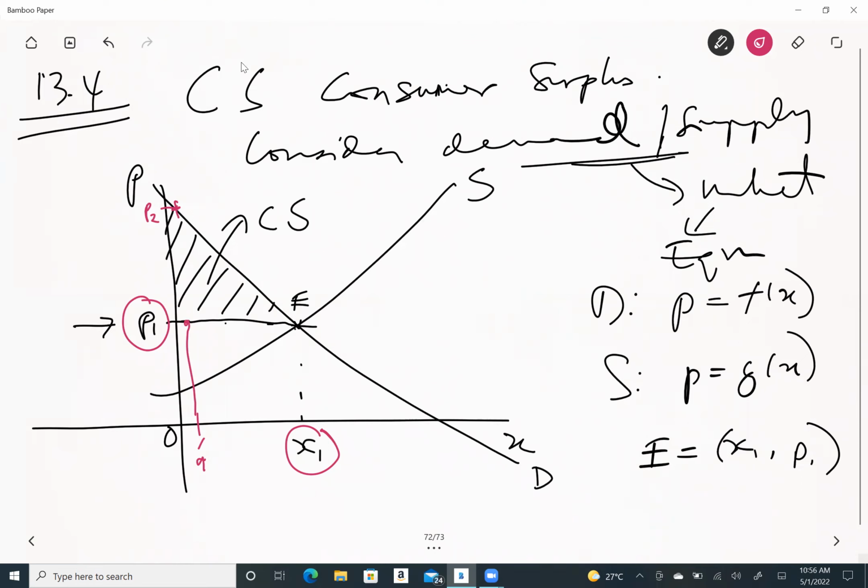Are we connected or not? Okay, how do you feel? We are willing to pay 100, but we pay only 50. So how do you feel? Happy. You feel happy, yeah? All right, because I'm willing to pay more than what I actually pay.